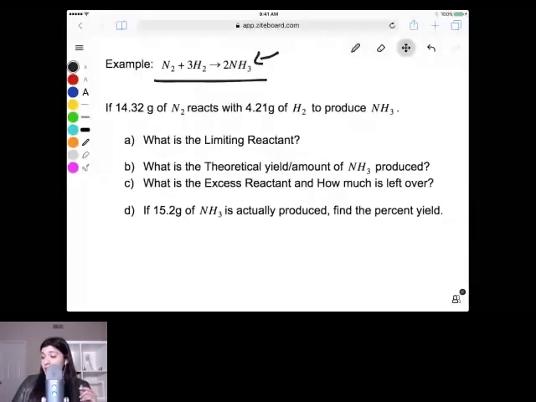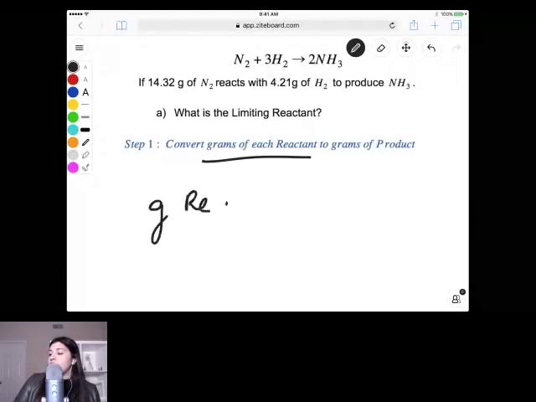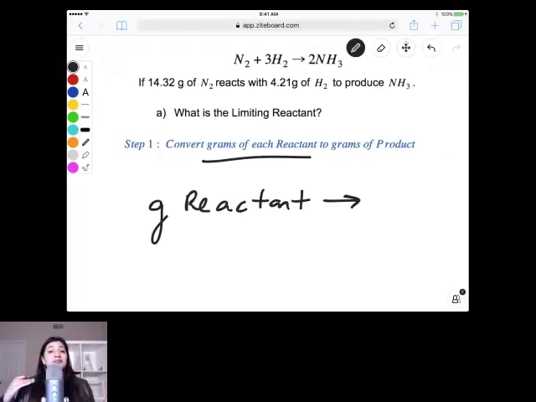So our first step with this, when we're just finding the limiting reactant, we're going to convert the grams of each reactant to the grams of product. This is always the case. For a limiting reactant question, we're going to go from our grams of each reactant, and we're going to find a way using stoichiometry to go to grams of our product.